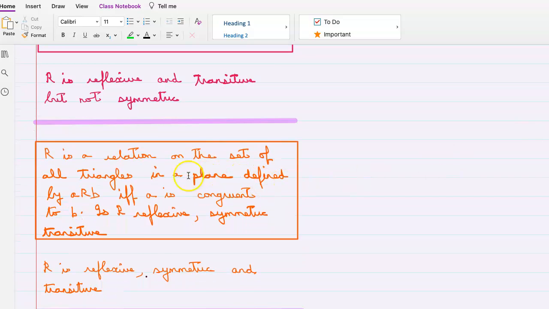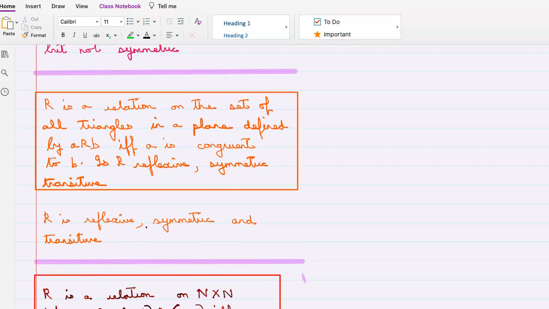Moving to the next question, R is a relation on the set of all triangles in a plane defined by a is related to b if and only if a is congruent to b. Is R reflexive, symmetric, transitive? Now R is reflexive, yes, because a triangle is congruent to itself. a is congruent to b implies b is congruent to a. So R is symmetric. If triangle 1 is congruent to triangle 2 and triangle 2 is congruent to triangle 3, then triangle 1 is congruent to triangle 3. So R is transitive. So R is reflexive, symmetric, and transitive. We move on to the next question.